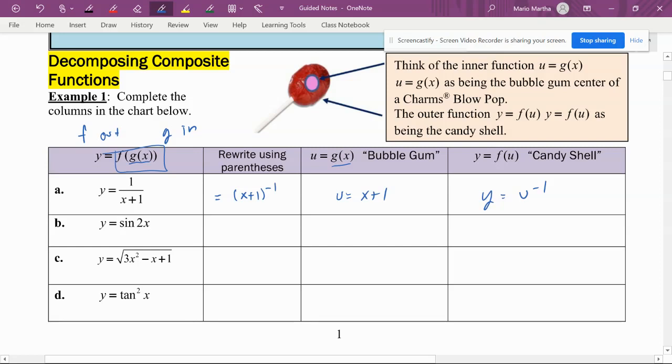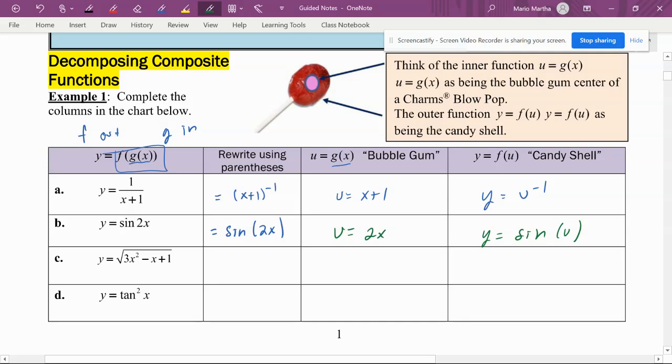So let's try it again now with b. You have y equals sine of 2x is equal to sine of. So again, rewrite it with parentheses so you can identify the internal and the external. So sine of 2x, right? So my internal function in this case would be u equals 2x. And then your external function y would be equal to sine of u.